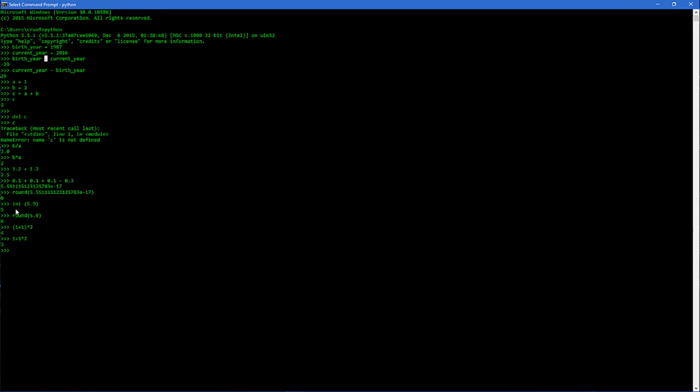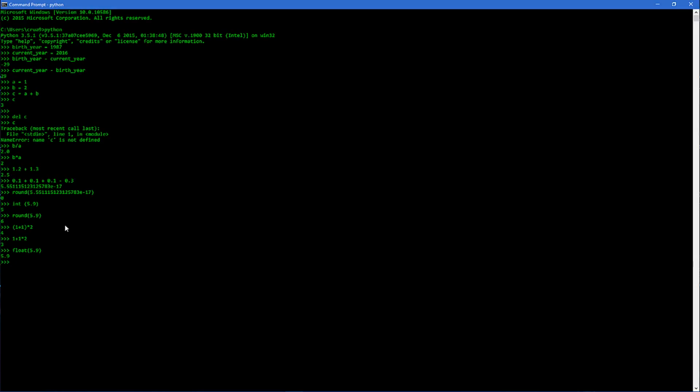But if we go down more to 5.9, a decimal, and we ask for the integer, we'll get 5. If we ask to round it, then we will get 6 because it'll just round up 1. And let's do a float of 5.9, and it'll give us the float for 5.9.